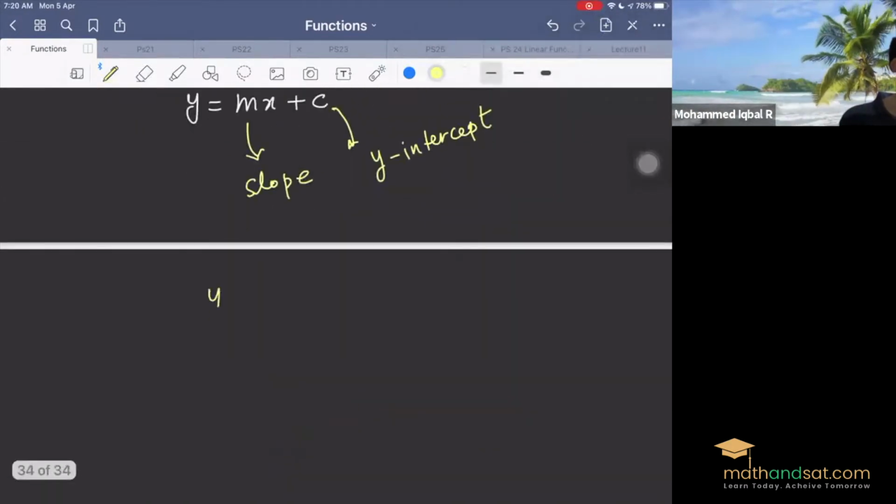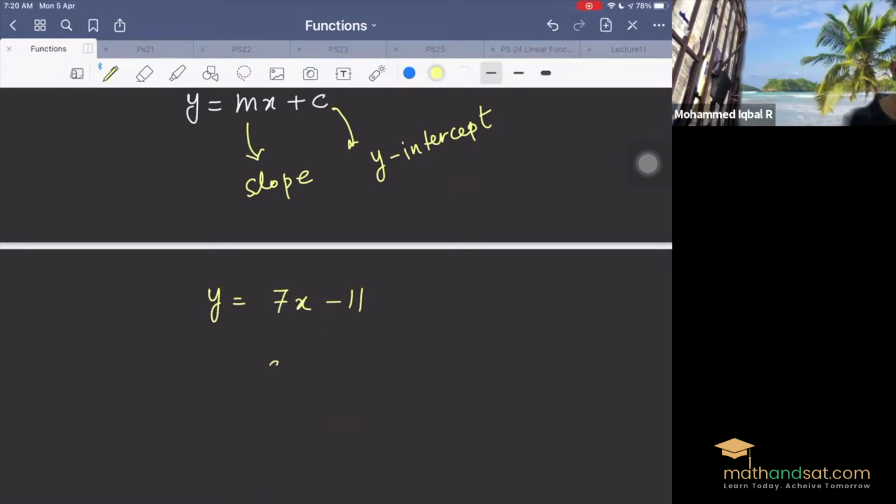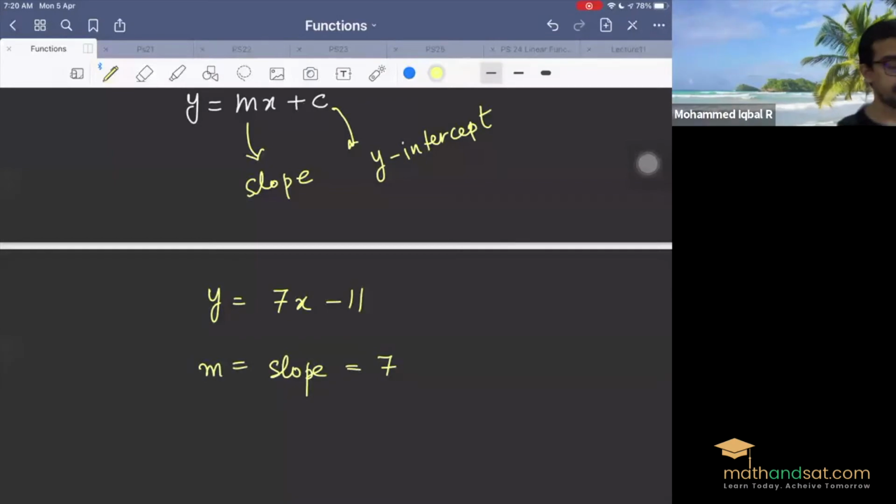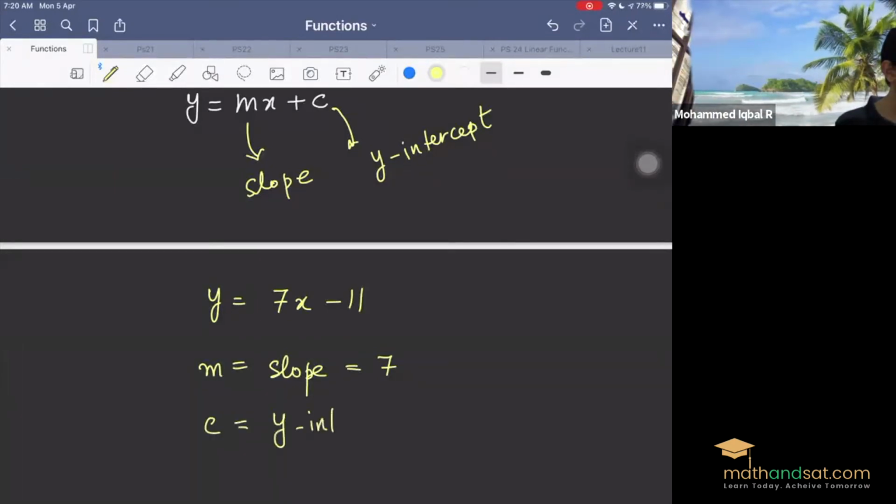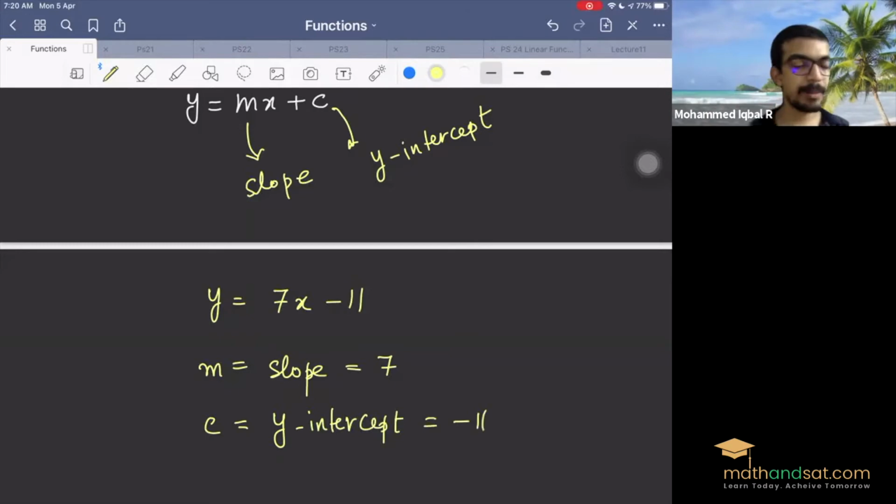Now, say I have y is equal to 7x minus 11. The slope is 7, and we know this is usually represented as m. And the c value, the y-intercept, is equal to minus 11.